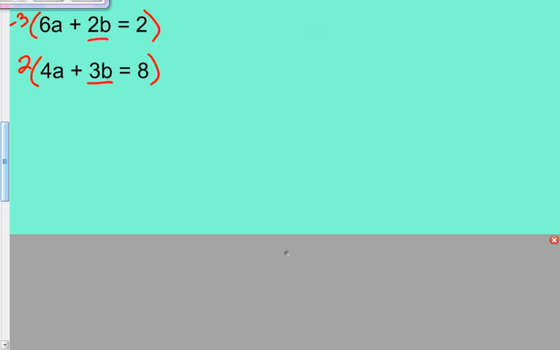And you could change your a's. The beauty of this is you can change whichever one you want. There's not a definite right way to do it. There's several options. I always look for the easiest. So when we change our first one, we're going to go over here. Negative 3 times 6a makes negative 18a. Negative 3 times 2b is a negative 6b. And negative 3 times positive 2 is a negative 6. Then my next one, 2 times 4a, 8a. 2 times 3b, 6b. And 2 times 8, 16.